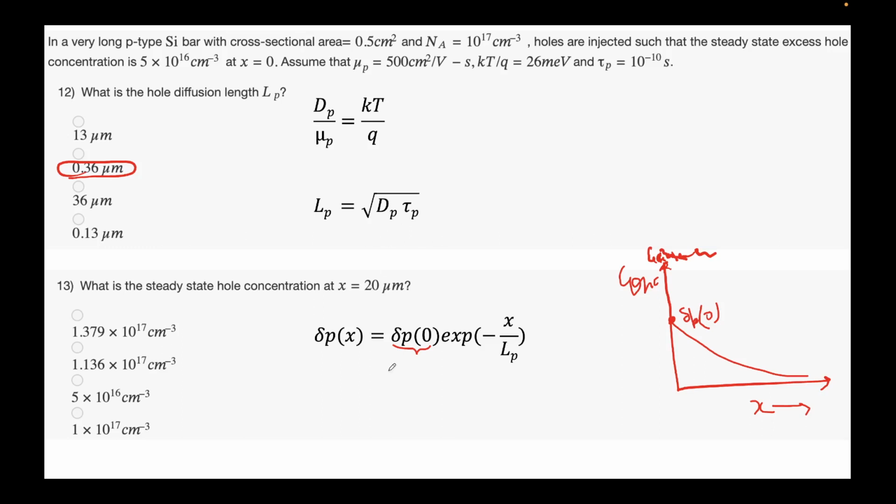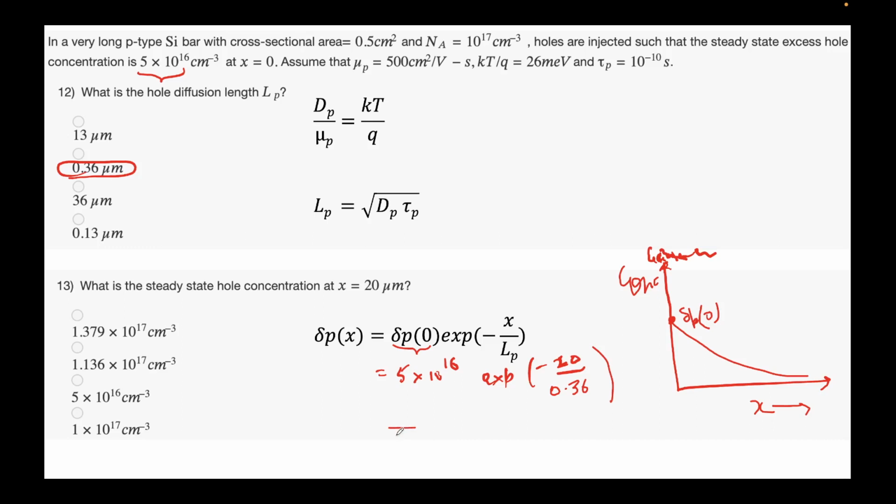Now, what is delta p0? Delta p0 is already given to us, the excess hole, which is this 5 into 10 to the 16. So I'll simply write it as 5 into 10 to the 16. And the next term is exponential, right? And then it goes minus x, we want to find at 20 microns, so write it as 20 divided by 0.36, both are in microns, mind you.